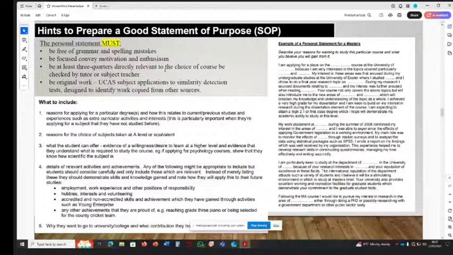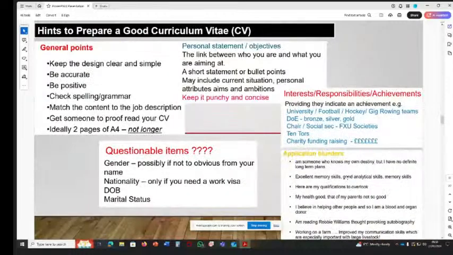I can give you an example of how you can start writing a cover letter or a statement of purpose. Next, I will give you a quick example of some hints: keep the design clear and simple for your CV. It should be accurate, positive, with no spelling and grammar mistakes, ideally 2 A4 pages, not longer.